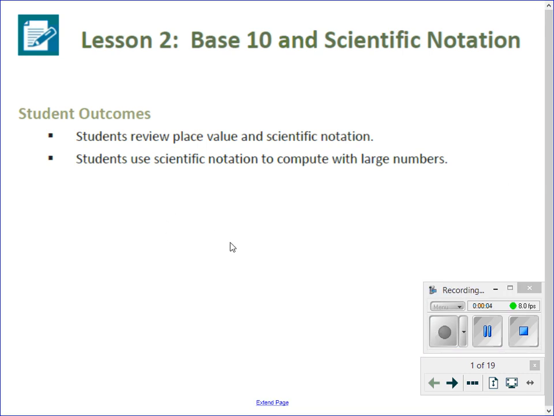Hi, today we're doing lesson 2 from module 3, base 10 and scientific notation.